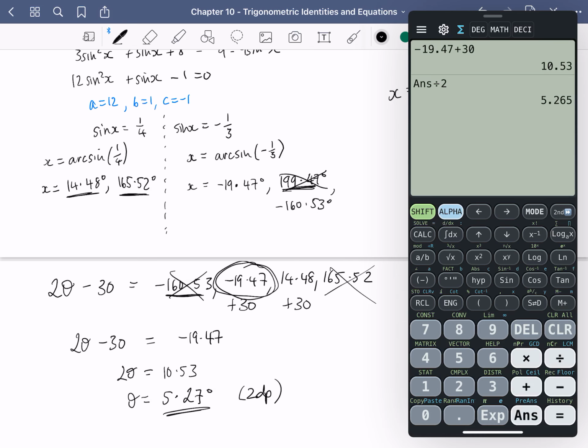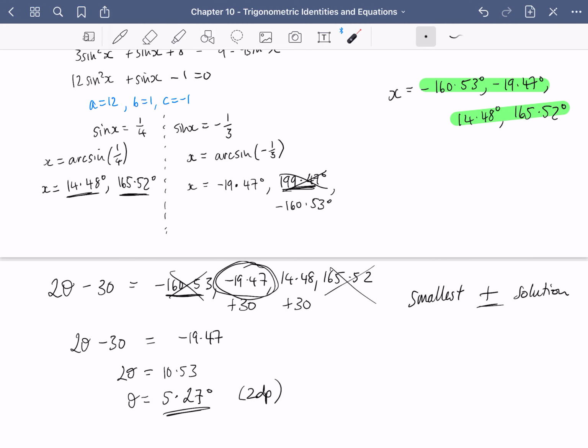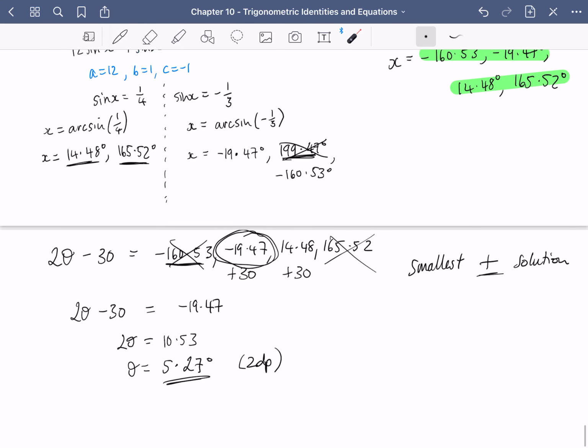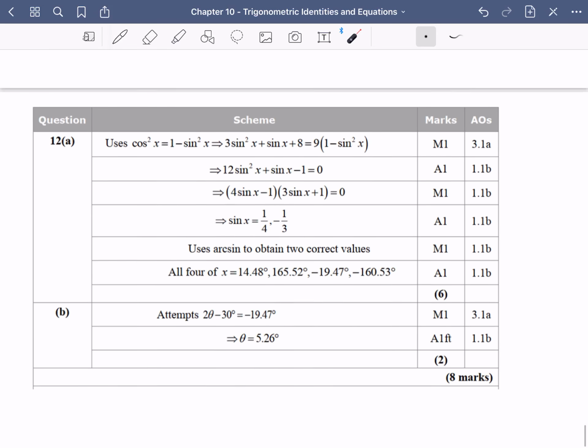Okay. If you try it with all 4 of these values that you've got here, this one will end up being negative. This one will end up being positive, but it won't be the smallest one. I'll just show you that super quickly. 14.48. If you add on 30 and then divide it by 2, it's 22.24, and 5.27 is the smallest positive one that you can get. And it wanted the answer to 2 decimal places, which we did, 5.27.